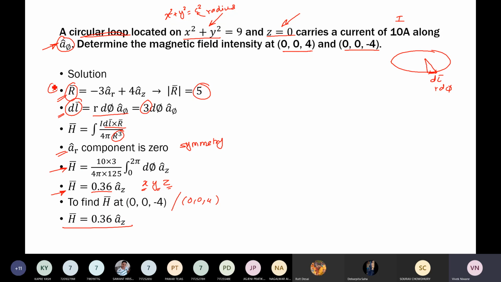So step number 1, step number 2, step number 3, what is getting cancelled.